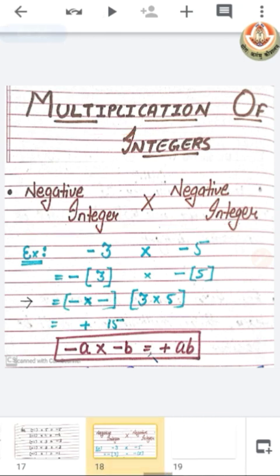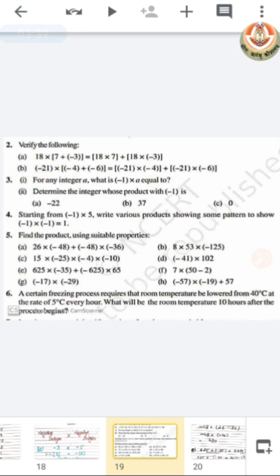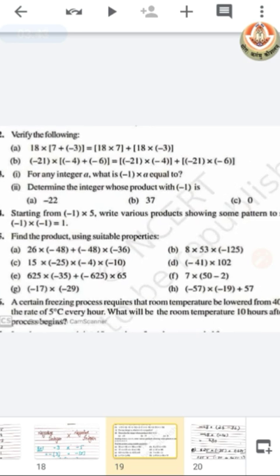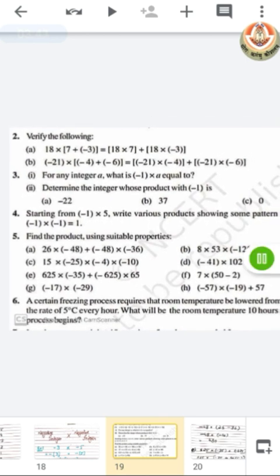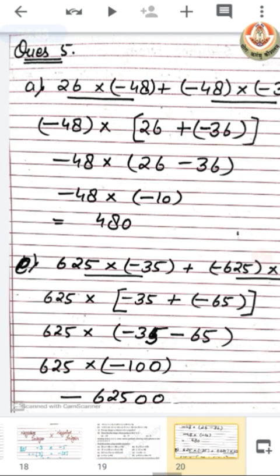Okay class, let's move on to another question. Question number 5. Find the product using suitable properties. That means in this question we have to use the properties which we have learned previously in this class, and solve this with the help of these properties. Let's check part A.